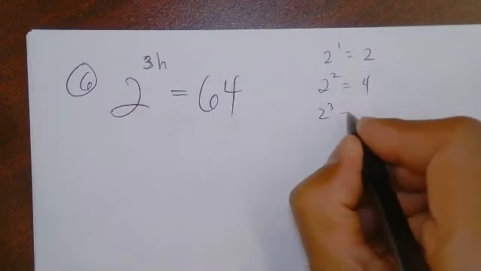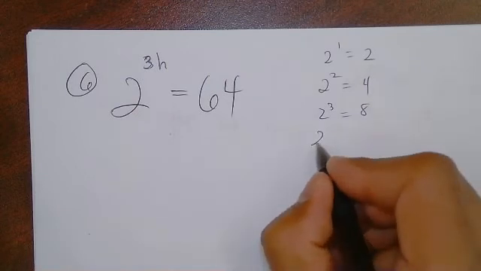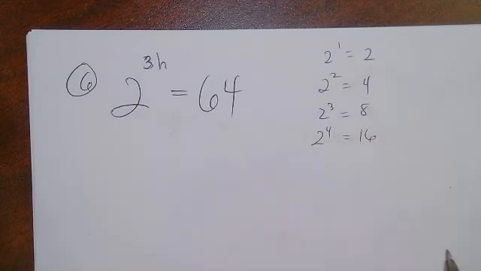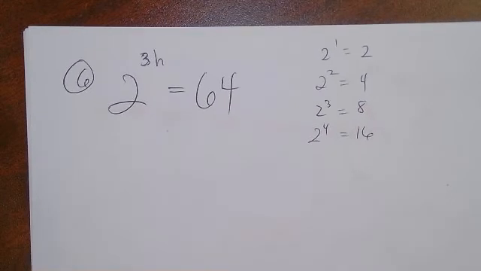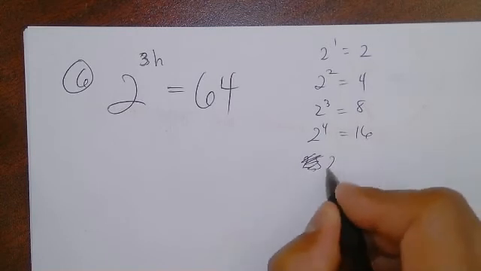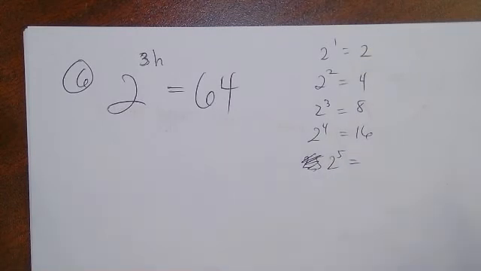Let's see. 2 to the power of 1 is 2. 2 to the power of 2 is 4. 2 to the power of 3 is 8. 2 to the power of 4 is 16. Anybody know what 64 is? 2 to the power of 8? Incorrect. 2 to the power of 5? Incorrect.